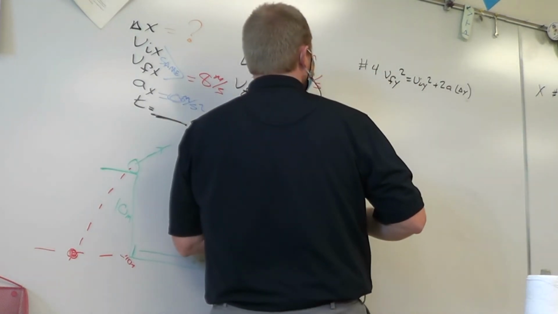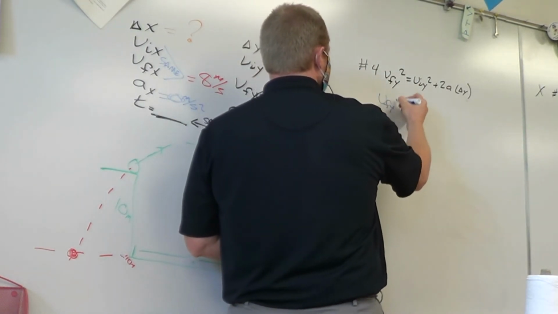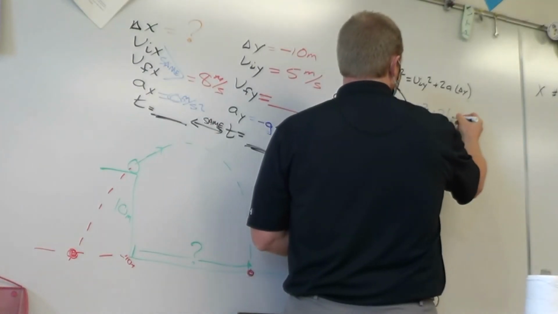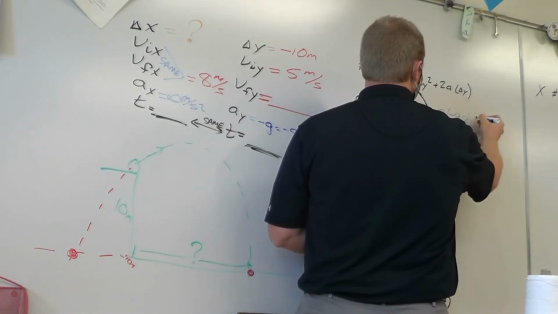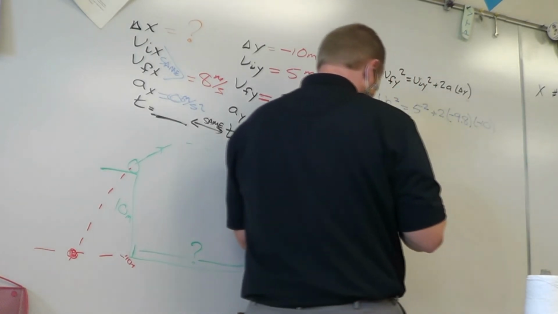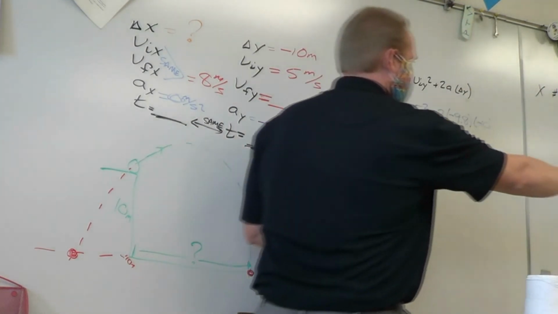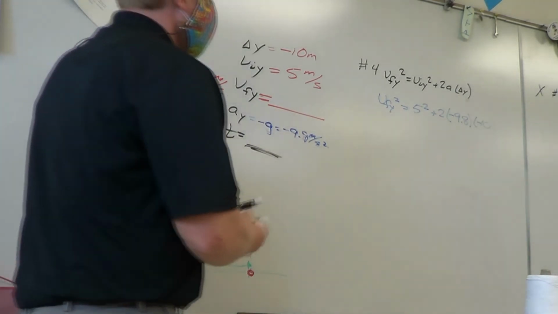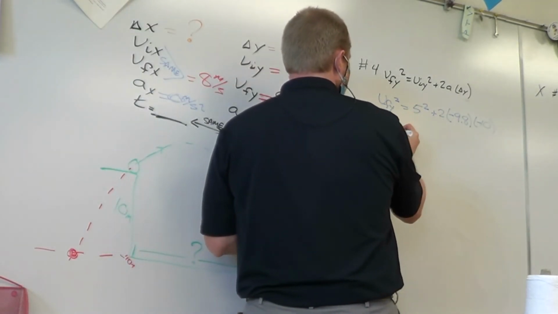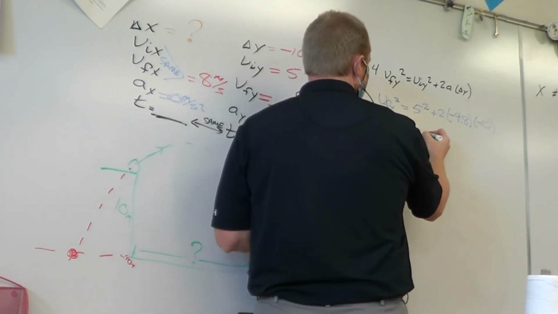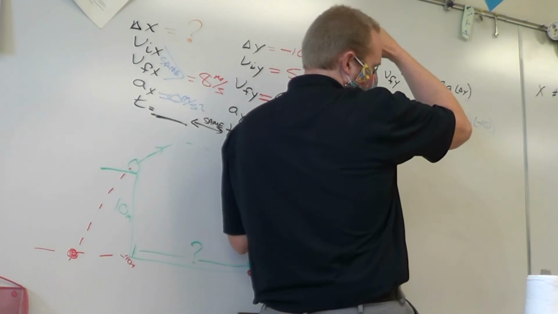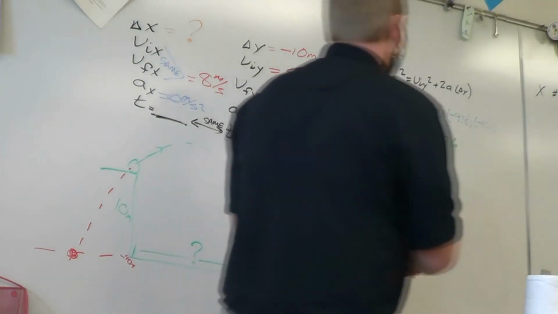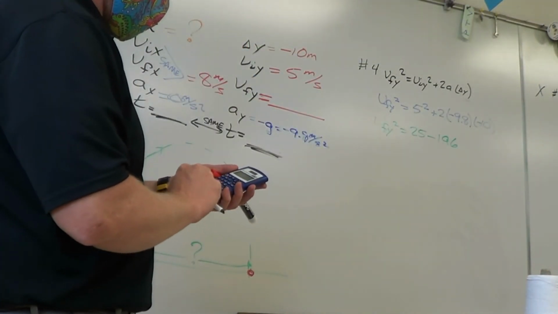My final velocity in the y direction squared is equal to 5 squared plus 2 times negative 9.8 times negative 10. That was not recycled. So my final velocity in the y direction squared is equal to 25 negative 19.6 minus 196, I think.